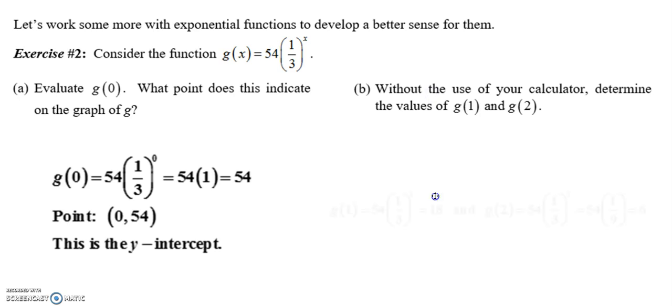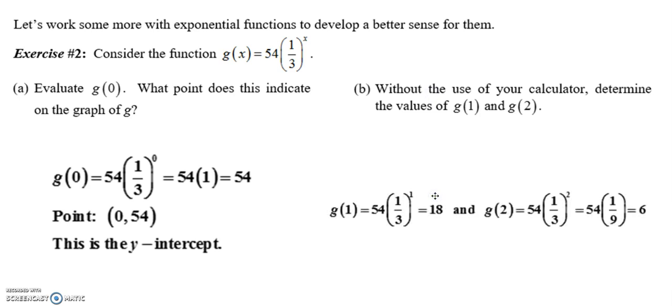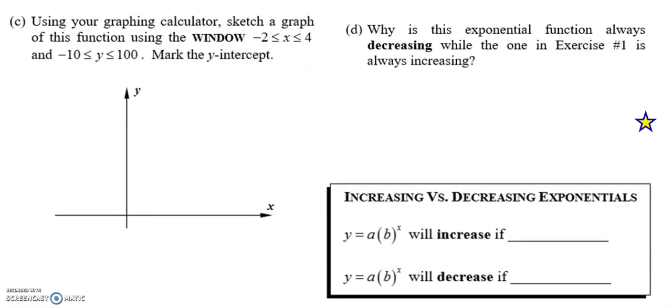All right, how did you do? Again, this shouldn't have been too difficult. We were just inputting 1, so 1/3 to the 1 power means 1/3. Basically, you're dividing by 3 and you get 18. Put in 2, so 1/3 squared would be 1/9. 1/3 times 1/3 is 1/9. Now you're dividing by 9 and you get 6. So you need to be able to do these. All right, moving on.